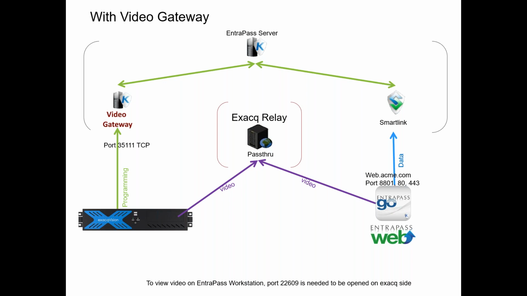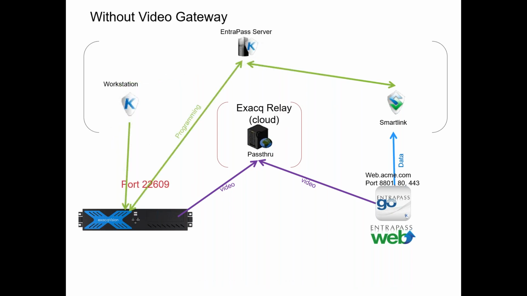So we tell our Exact server, your outbound connection is video.demo.com, for example. And then your controllers is gw1.demo.com, let's say, and so on and so forth. Now, the benefit of that is that the connection programming is sent, the camera recordings, the playback is sent to the server, and then the video content itself is sent to the relay, which is grabbed by the EntraPass Web or EntraPass Workstation.